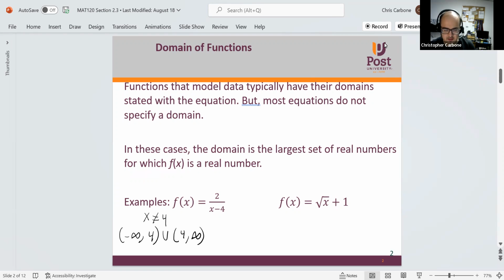For f of x is equal to the square root of x plus 1, what is underneath that square root can't be negative. It can be 0, just not negative. So because of that, we could start at 0 and continue on to infinity with a parenthesis around the infinity and a bracket around the 0.